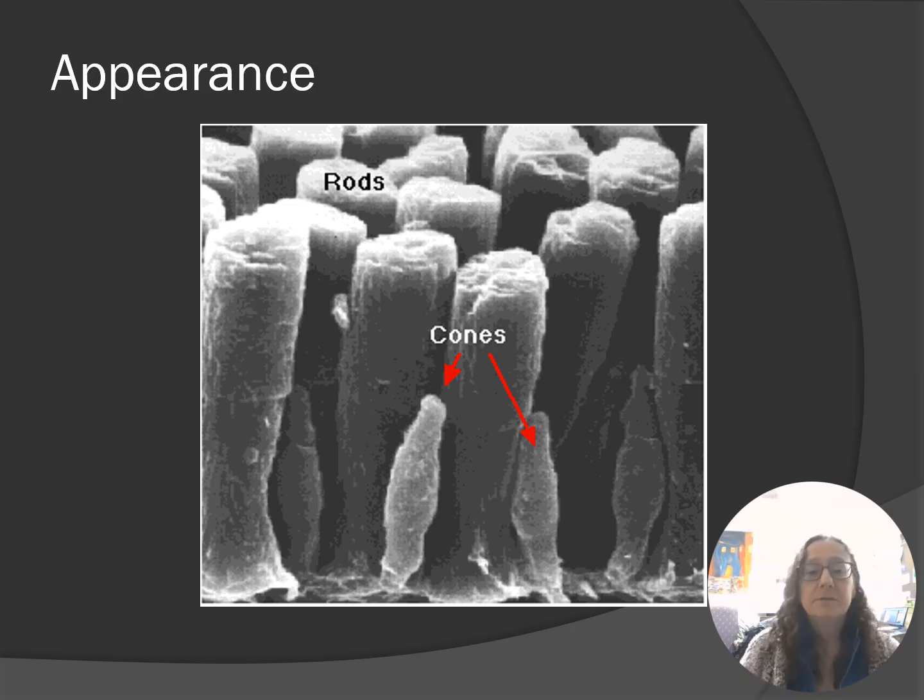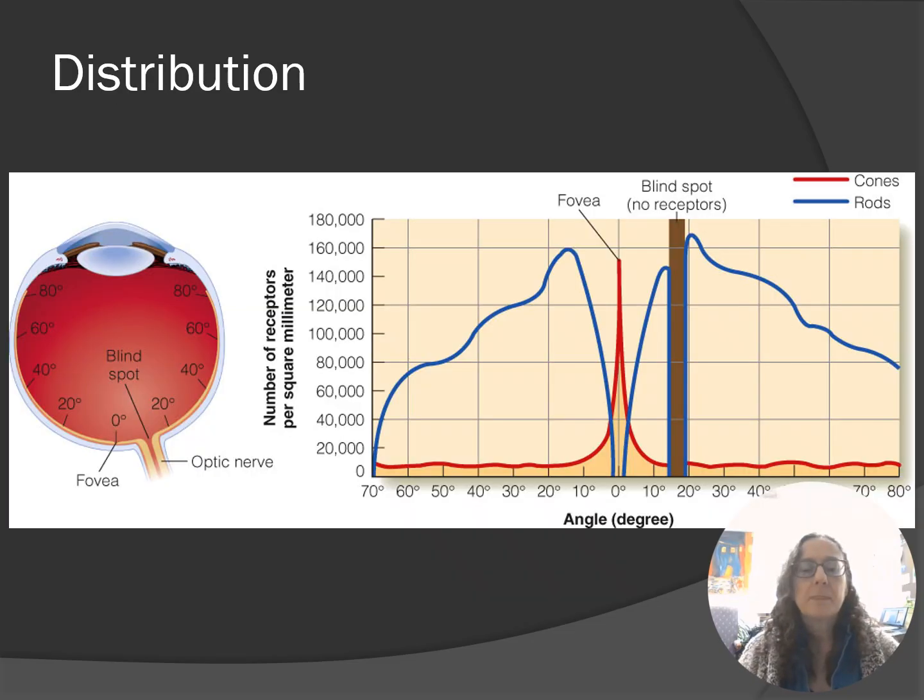So they look different. Their appearance is different. The rods look like rods. The cones are smaller, and if you use your imagination, they look like cones. This is a scanning micrograph of rods and cones. Their distribution across the eye is different.